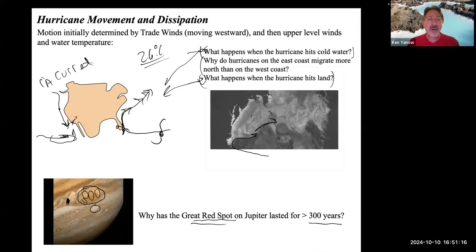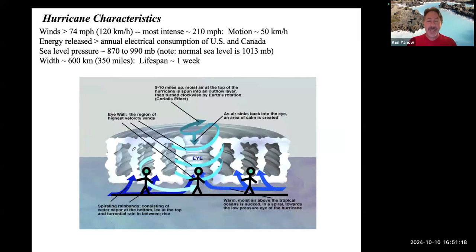Right? Okay. So let's take a look at the storm itself. Winds are pretty amazing. Out here, you're looking at winds that are about 74 miles per hour. But as you get closer to this eye wall boundary, winds are now going to be in excess of 200 miles an hour.